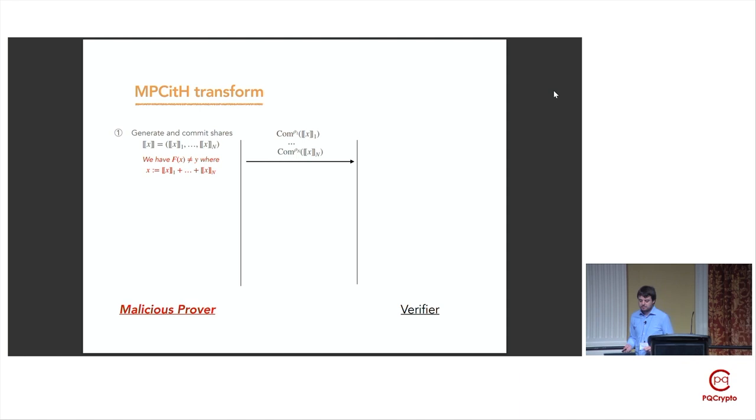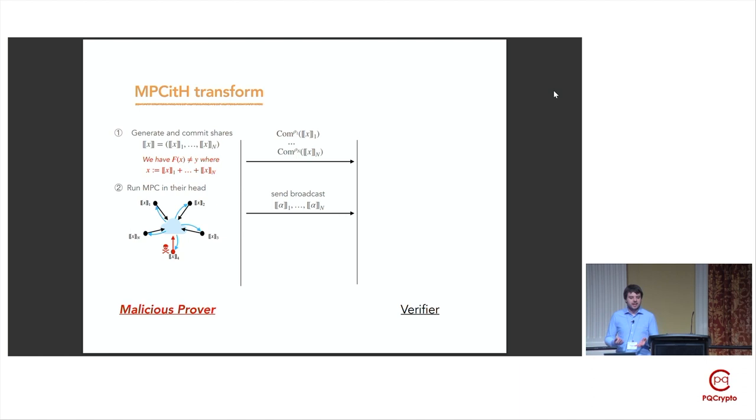He will commit the input share, and then he will run the computation in his head. But if he runs the computation honestly, the output of the MPC protocol will be rejection. The MPC protocol will output reject because X, the shared value, is not a preimage of the one-way function. So in order to have the MPC protocol output accept, the prover needs to cheat on the computation of at least one party.